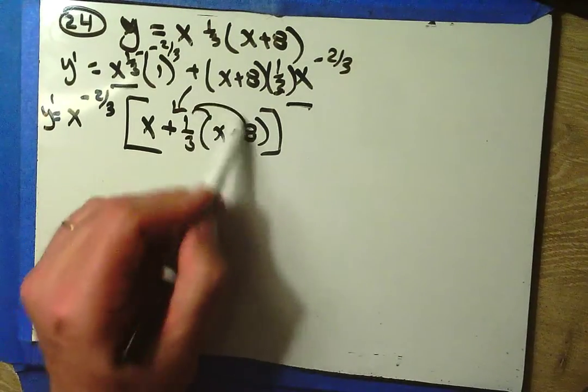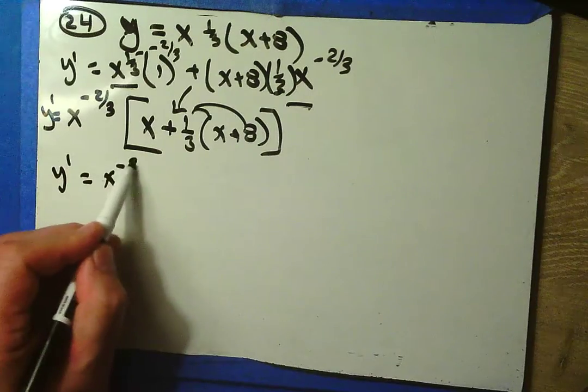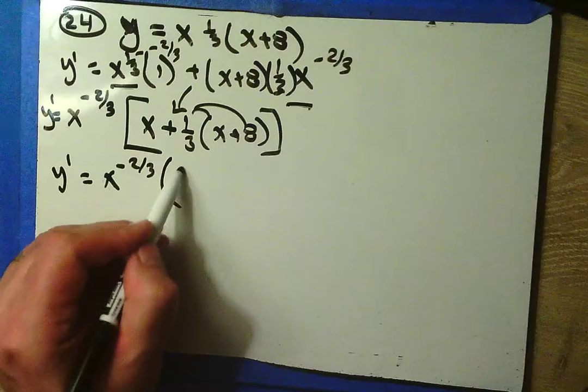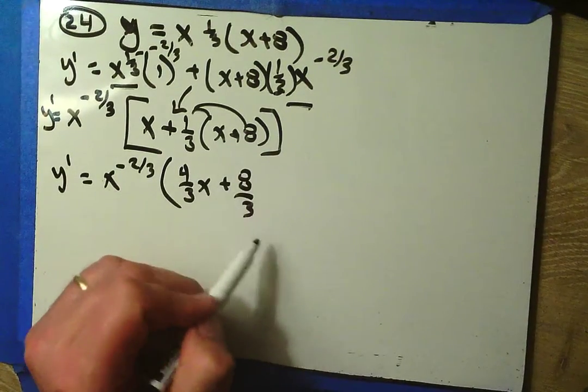Now I need to distribute and combine like terms. So y prime is going to be x to the minus 2/3 times 1/3 x plus 1x, which is 4/3 x, plus 8/3.